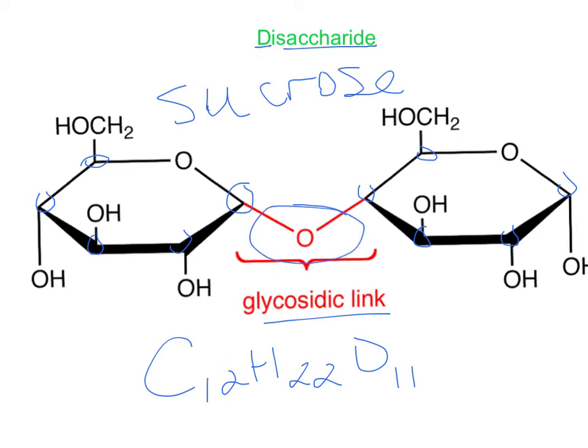If we think back to how most of our polymers are formed, they're formed by that dehydration synthesis reaction. So I had to lose a water here. If I lost a water, I've lost 2 hydrogens, so that's where my 24 got down to a 22, and I lost 1 oxygen. So that's why my oxygen is down from a 12 to an 11.